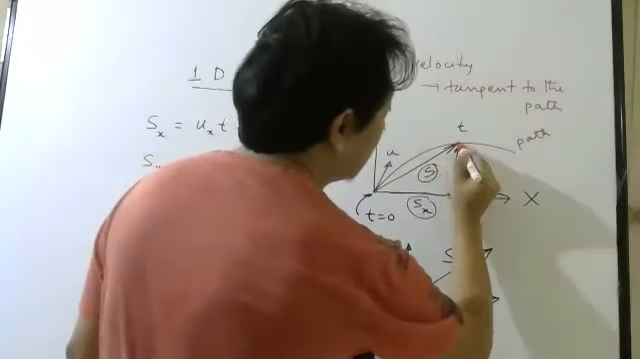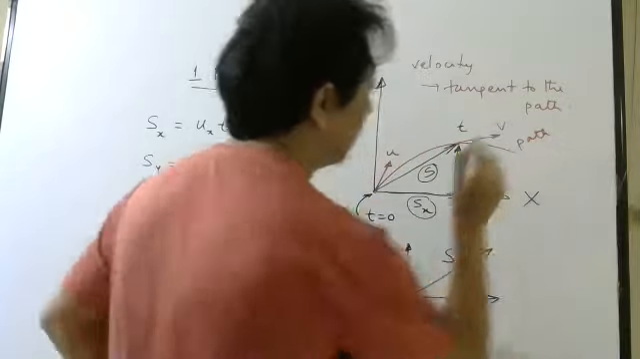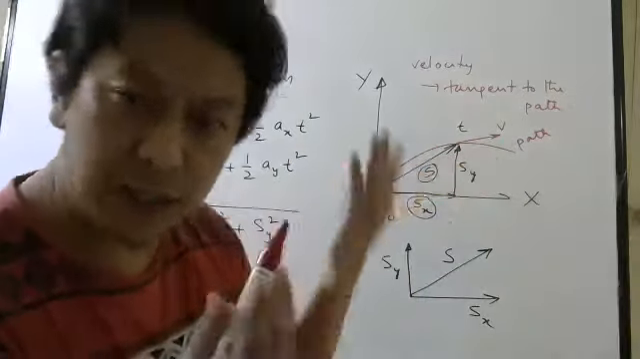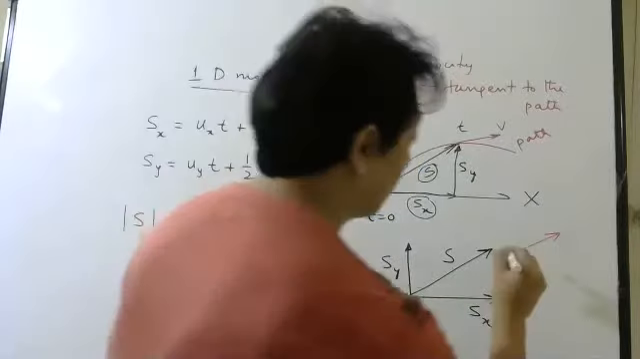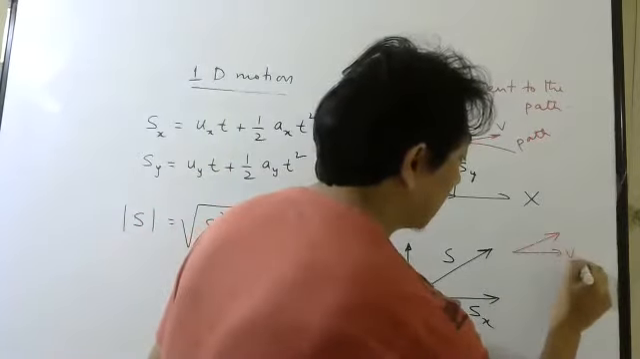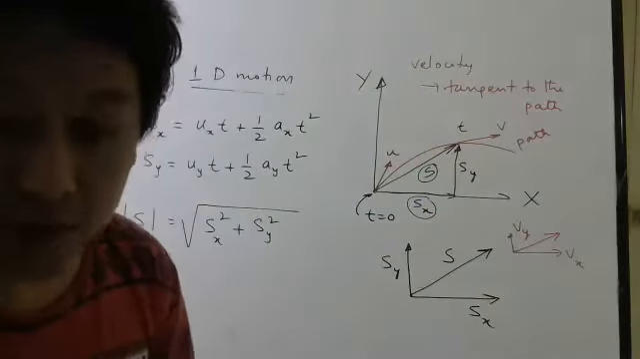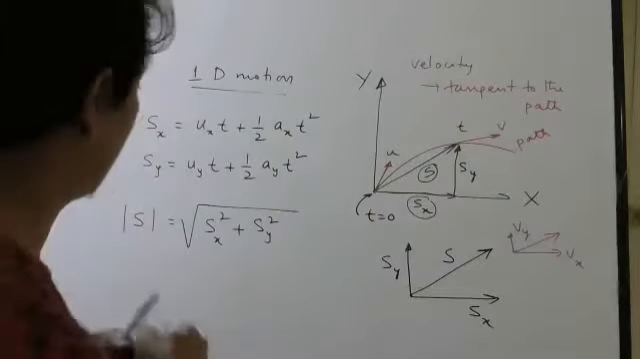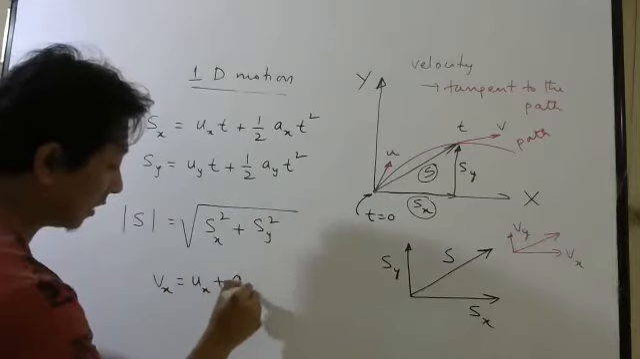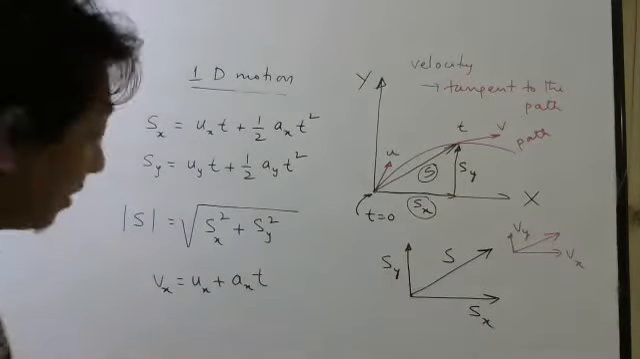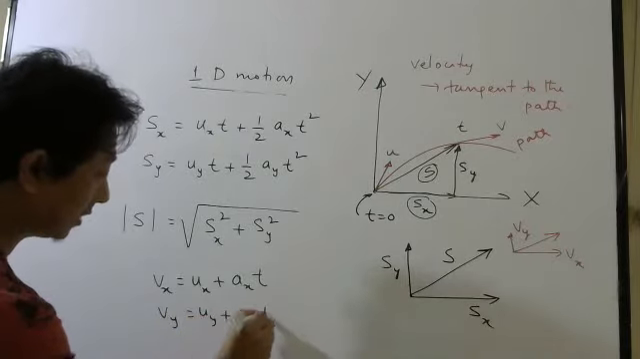So the velocity here means this is the path, so the velocity is like this. V. How to find velocity? Same story. Take this velocity and take components. Here one component Vx, here one component Vy. Correct? Then use the kinematic equations. Which equations now? Vx equal to ux plus ax t. The other one will be Vy equal to uy plus ay t.